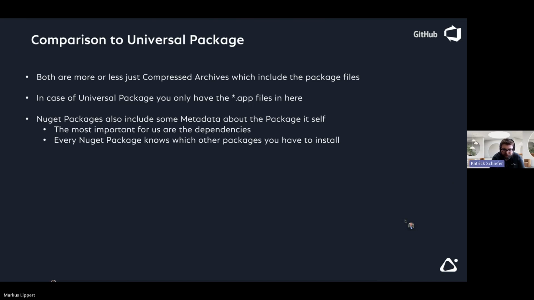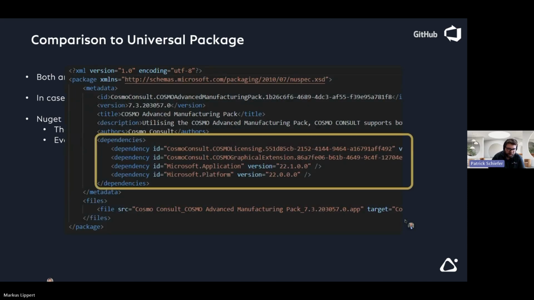Both of the package formats are just compressed archives. So if you have 7-zip or another tool which supports this compression algorithm, you can just open it and see what's inside. Basically, for a universal package, it's only the app file. That's why there are no dependencies at all. And for NuGet, we also have this metadata, which includes the dependencies.